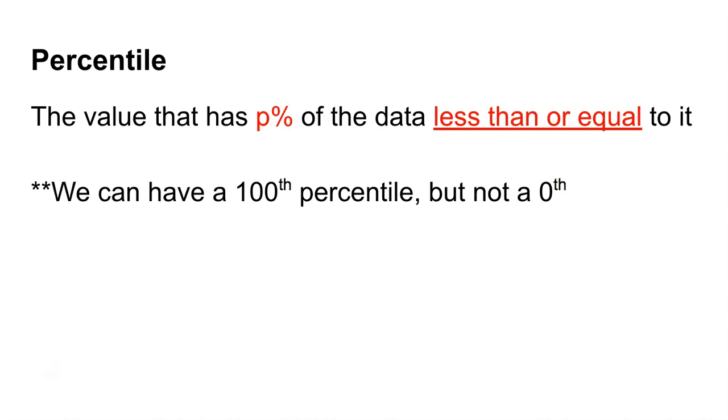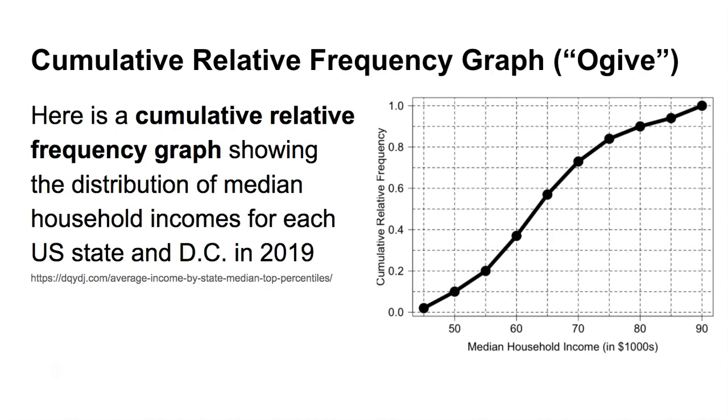Secondly, the type of graph that shows us percentiles is called an Ogive, or the longer name is a cumulative relative frequency graph. This is a cumulative relative frequency graph showing the distribution of median household incomes for each U.S. state and D.C. in 2019. The x-axis has median household income in thousands of dollars. The y-axis has the cumulative relative frequency, which is basically showing us percentiles.